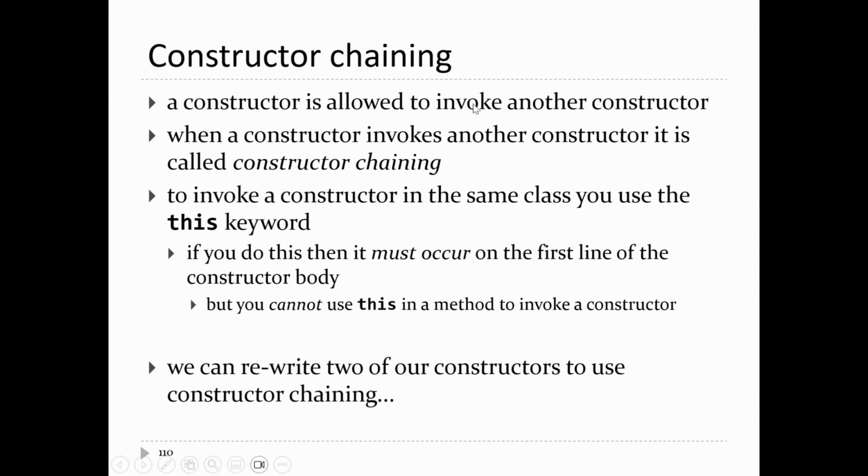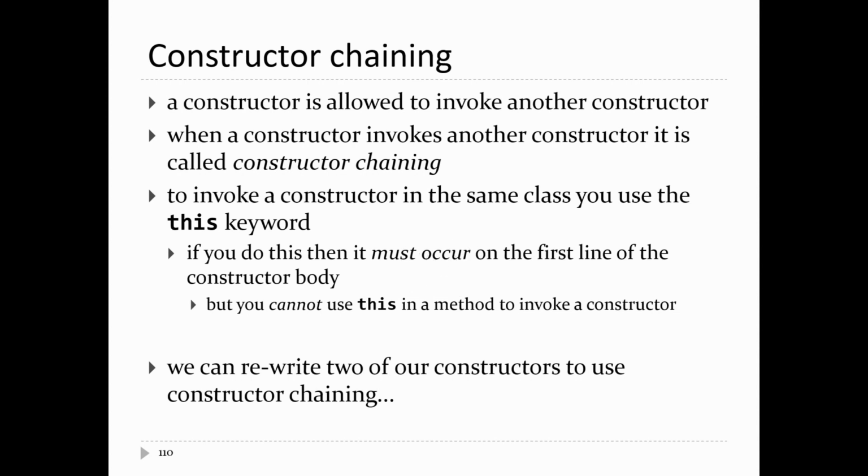So a constructor is allowed to invoke another constructor. Inside a constructor, you may call another constructor for the same class. So inside a point2 constructor, I am allowed to call another point2 constructor. When you do this, it's called constructor chaining. If you choose to do this, notice there's a lot of rules that you have to remember. If you choose to do this, then it must occur on the first line.